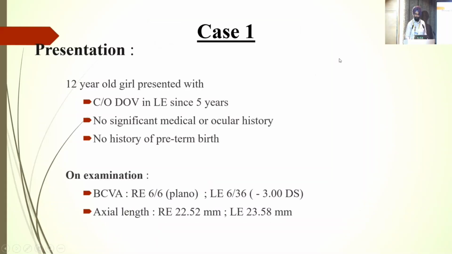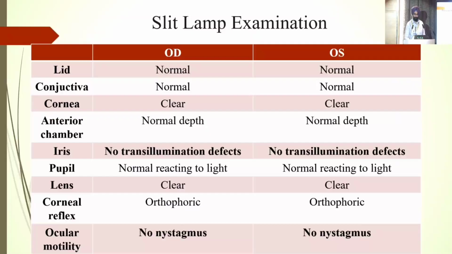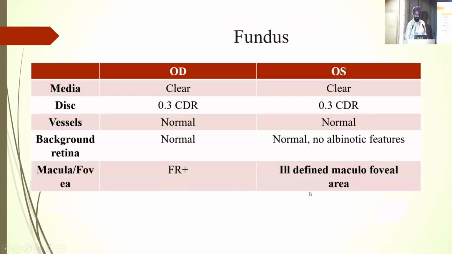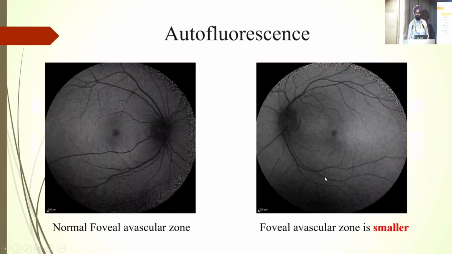So our first case, a 12-year-old girl presented with complaints of decreased vision in the left eye since 5 years. There was no significant medical or ocular history, no preterm birth. The best corrected visual acuity in the left eye was 6/36 with -3 diopters, and the axial length was 23.5 mm. The slit lamp examination, anterior segment was normal with notably no transillumination defects, no nystagmus.